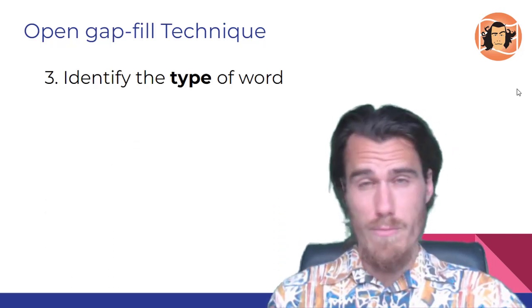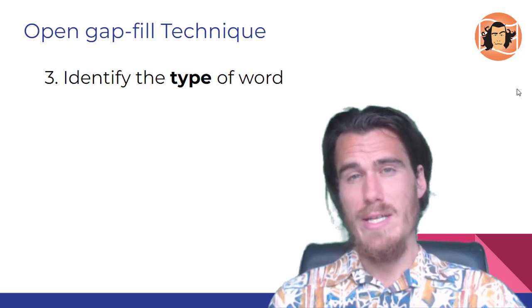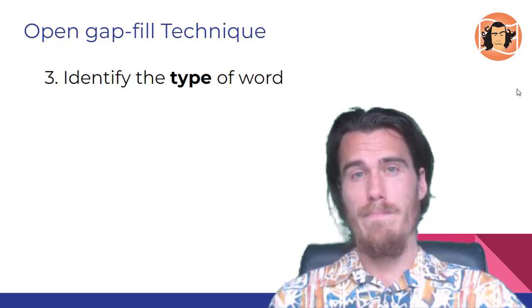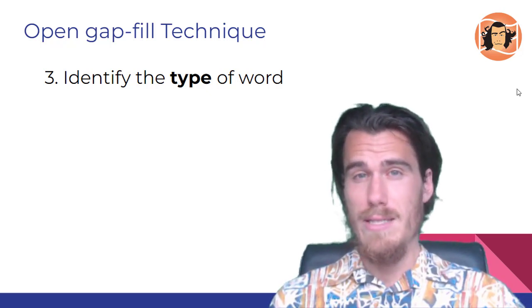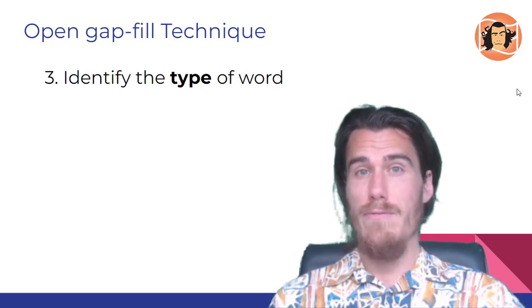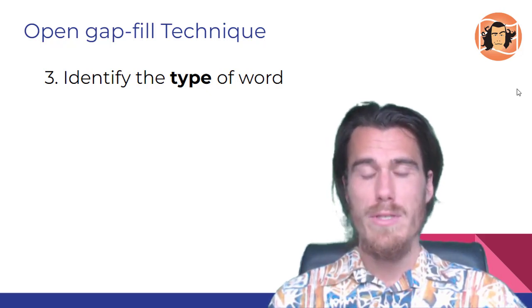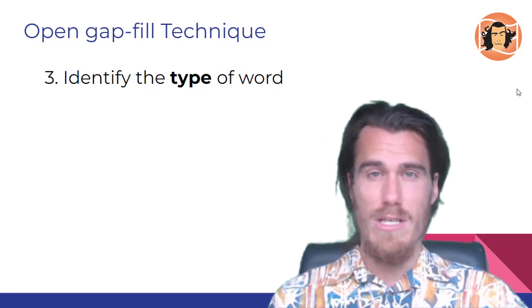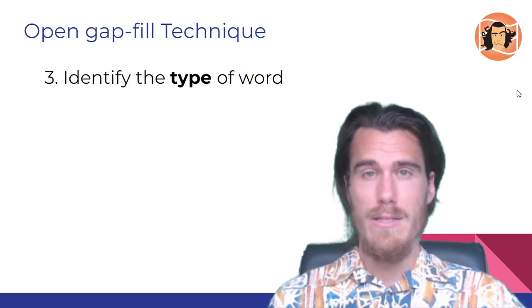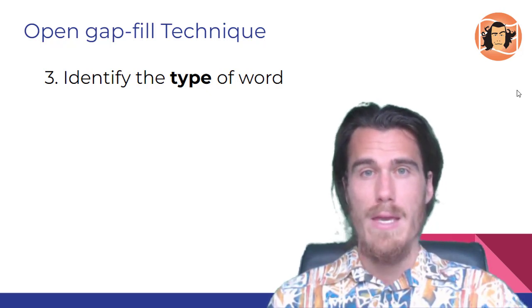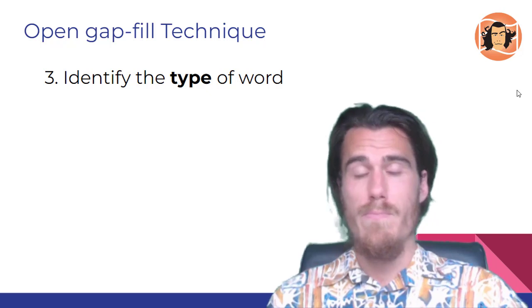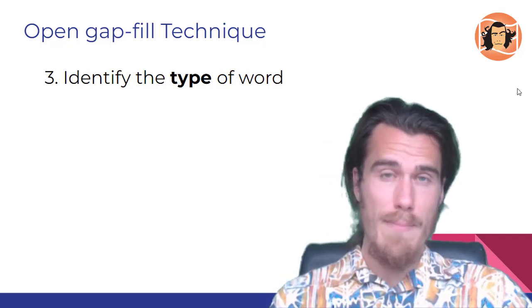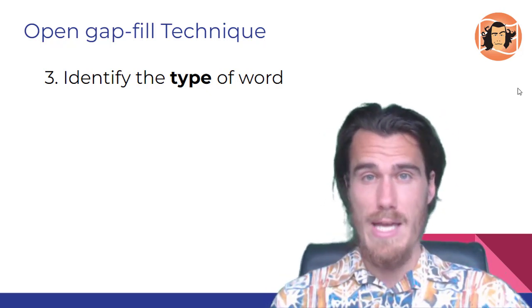And what will really help you is step 3, which is to identify the type of word. I mentioned this earlier in the video course, that knowing word families and sentence structures in English can really help you out. So knowing what type of word you need, an adjective, a noun, an article, etc. And you can figure that out by the words which are before the gap and also the words which are after the gap.